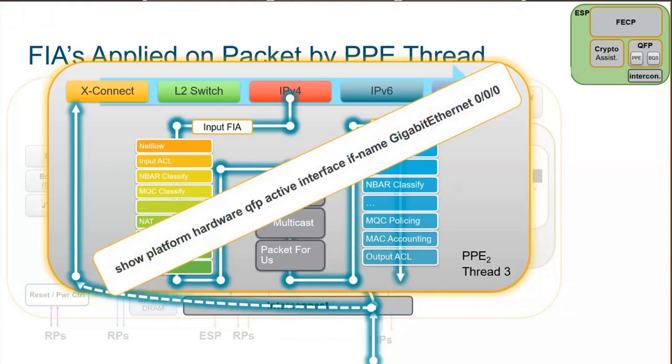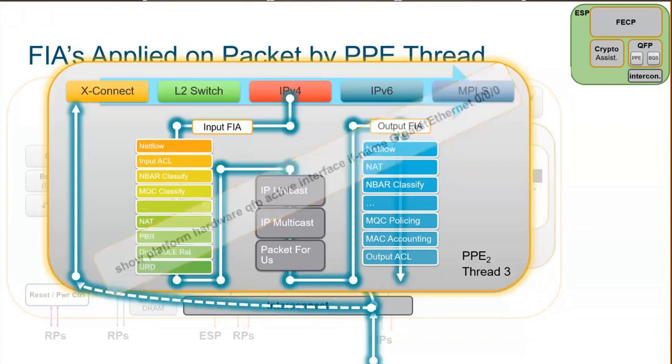This is the command to check the feature invocation array for each interface. This command will give the FIA for gig 0/0/0. You got this particular flow, right? This is very important. Sir, if you can go once again. Sure, okay.